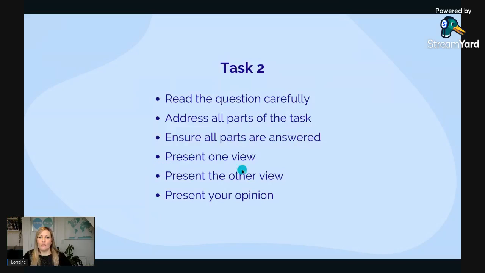In paragraph 1, present one view. In paragraph 2, present the other view, and then present your opinion. If it's asking for your opinion, you need to give your opinion and justify that opinion. Say why you think that way.